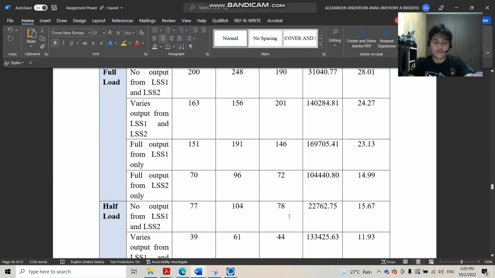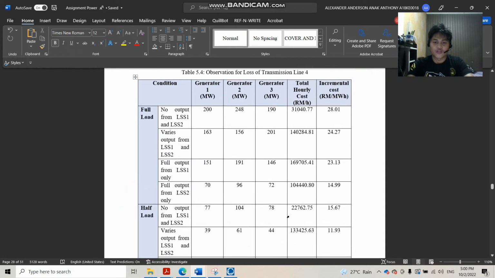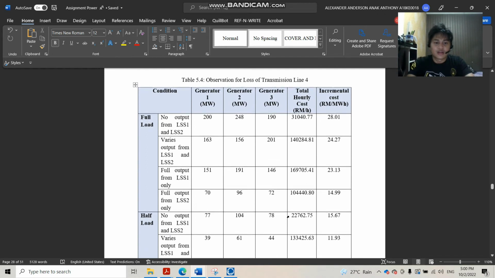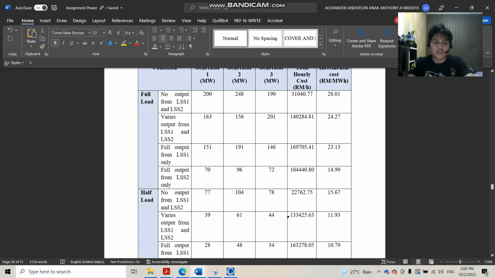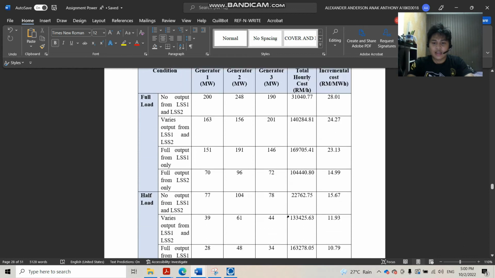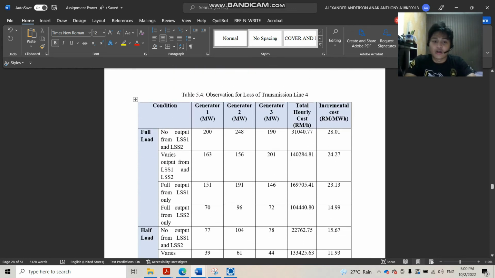So this is the observation that we obtained for the transmission losses of line 4, the L4. As we can see here, the highest incremental cost is for the full load with no output from LSS1 and LSS2. We believe this is because LSS1 and LSS2 do not help in producing power for the system.